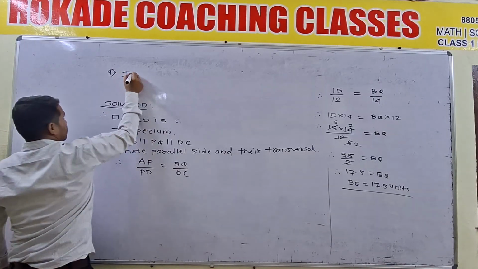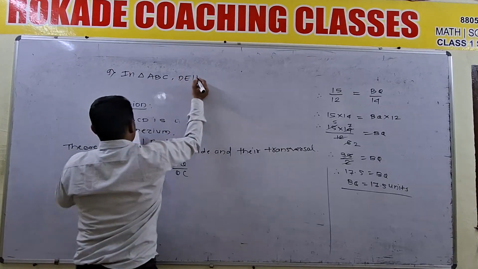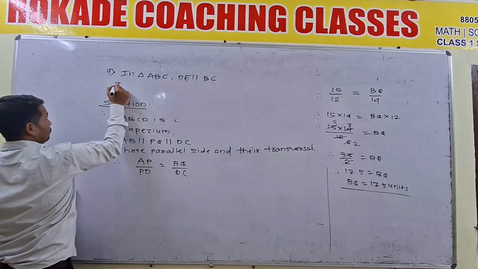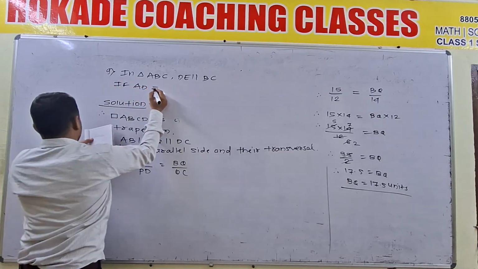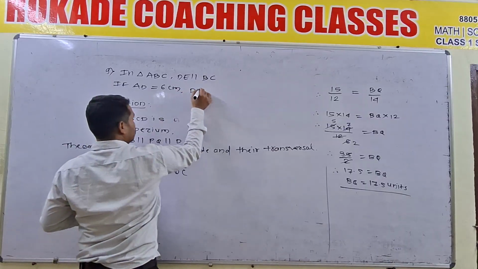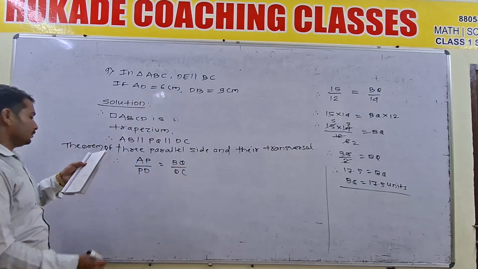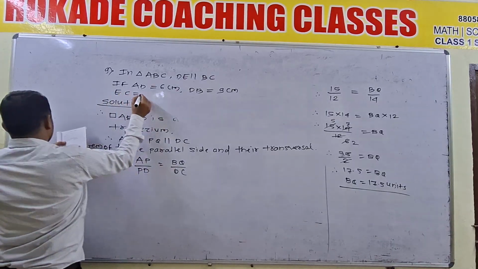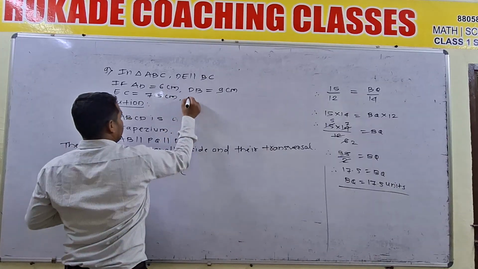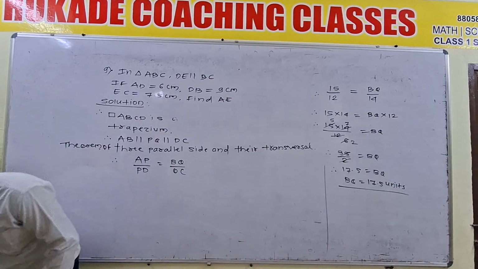In triangle ABC, DE is parallel to BC. If AD is equal to 6 centimeter, DB is equal to 9 centimeter, EC is equal to 7.5 centimeter, find AE. We find the value of AE.